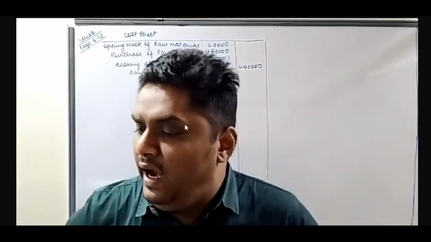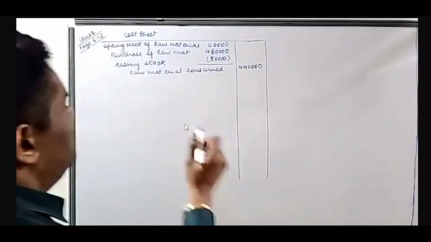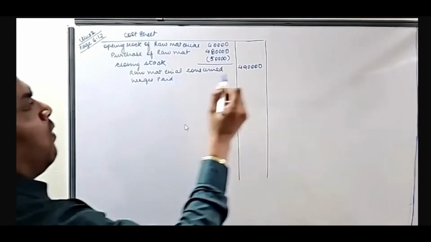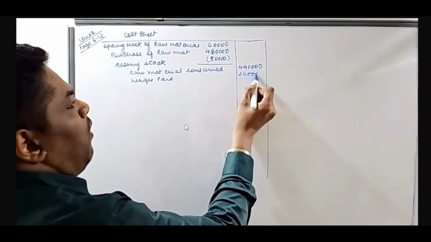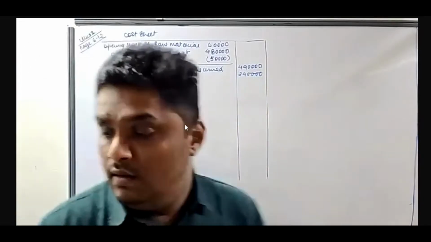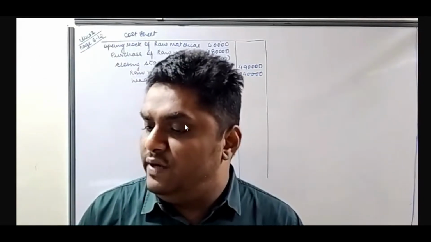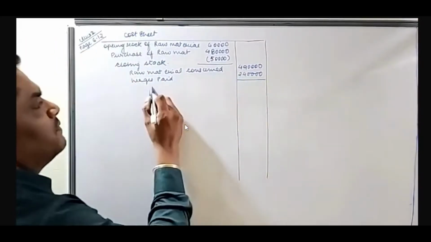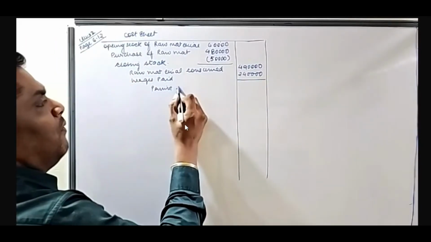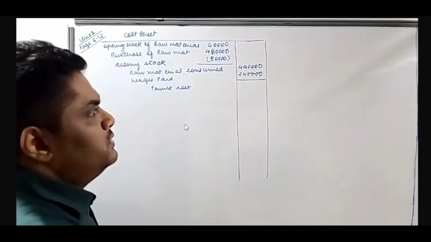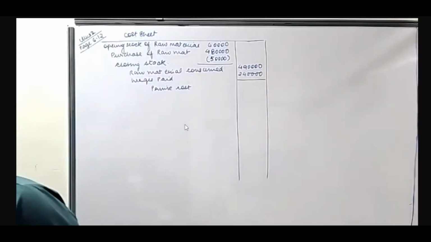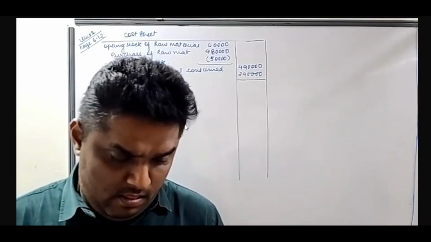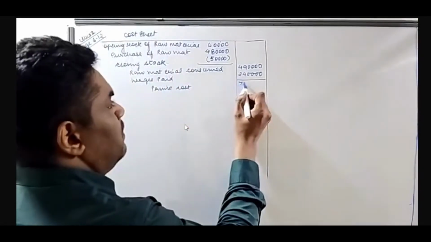In this, if we add wages paid 2,40,000, no information is given in the question as regards direct expenses. So this will be my prime cost. So this will be 490 plus 240, 7,30,000.